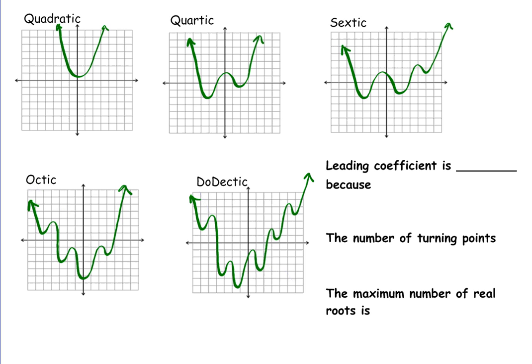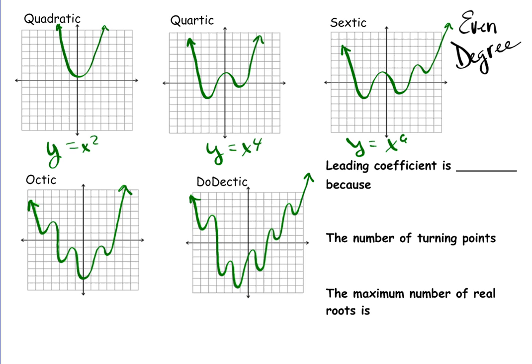All right, now let's talk about some even degree functions. So let's look at, I'll write some equations out here. Y equals x squared, y equals x to the fourth, y equals x to the sixth, y equals x to the 8. And this one over here, guys, I jumped to 12. I don't know why I did, but I just did. This is y equals x to the 12th. It's dodectic. There's a new word for you, too.